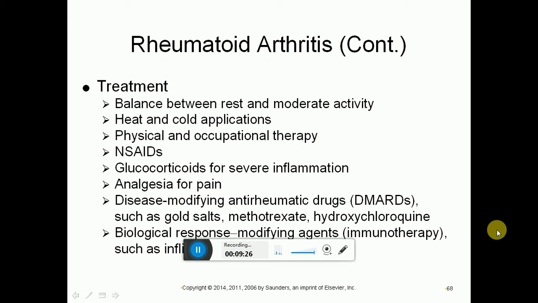Just remember that all of these DMARDs, or the gold salt, methotrexate, hydroxychloroquine, and the immunotherapy, their aim is to suppress the immune system. Remember that this is an autoimmune disease. So before giving these medications, you have to get a baseline CBC, baseline kidney functions and liver functions.